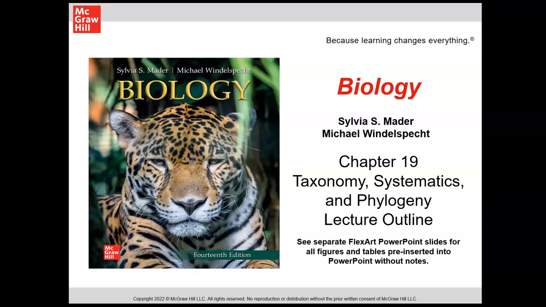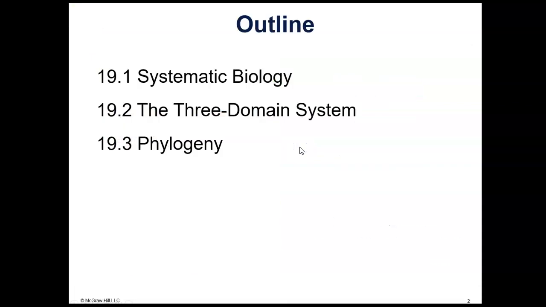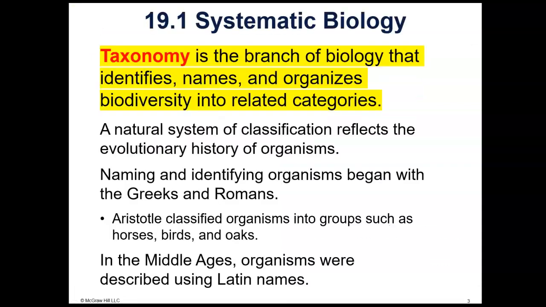These are the lecture notes for Chapter 19 on taxonomy, systematics, and phylogeny. Okay, so in section 19.1, you need to make sure you understand what taxonomy actually is. The definition of taxonomy: it's the branch of biology that identifies, names, and organizes biodiversity into related categories. So we're naming and classifying, basically, in taxonomy. Naming and classifying.